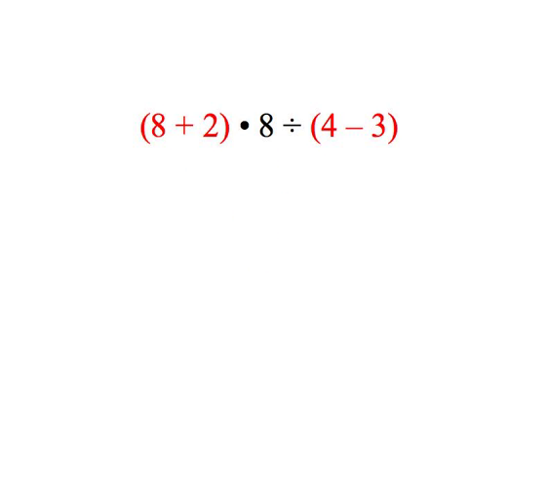Then we would go left to right, so the first thing we would do would be 8 plus 2 to get 10. The second thing, 4 take away 3 to get 1. They're so far apart in the expression that we can show the work on the same line. And then we do the multiplication and division from left to right to get 80 divided by 1, or 80.